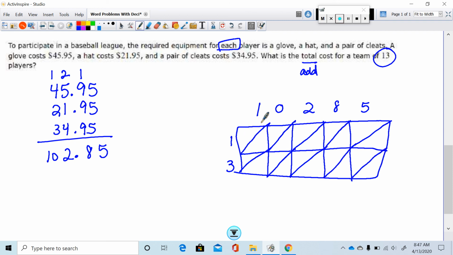Okay, one box at a time. 1 times 1 is 1. 0 times 1 is 0. 2 times 1 is 2. 8 times 1 is 8. 5 times 1 is 5. 1 times 3 is 3. 0 times 3 is 0. 2 times 3 is 6. 8 times 3 is 24. 5 times 3 is 15. Then I'm going to do my diagonals. So just give me a moment to do that.